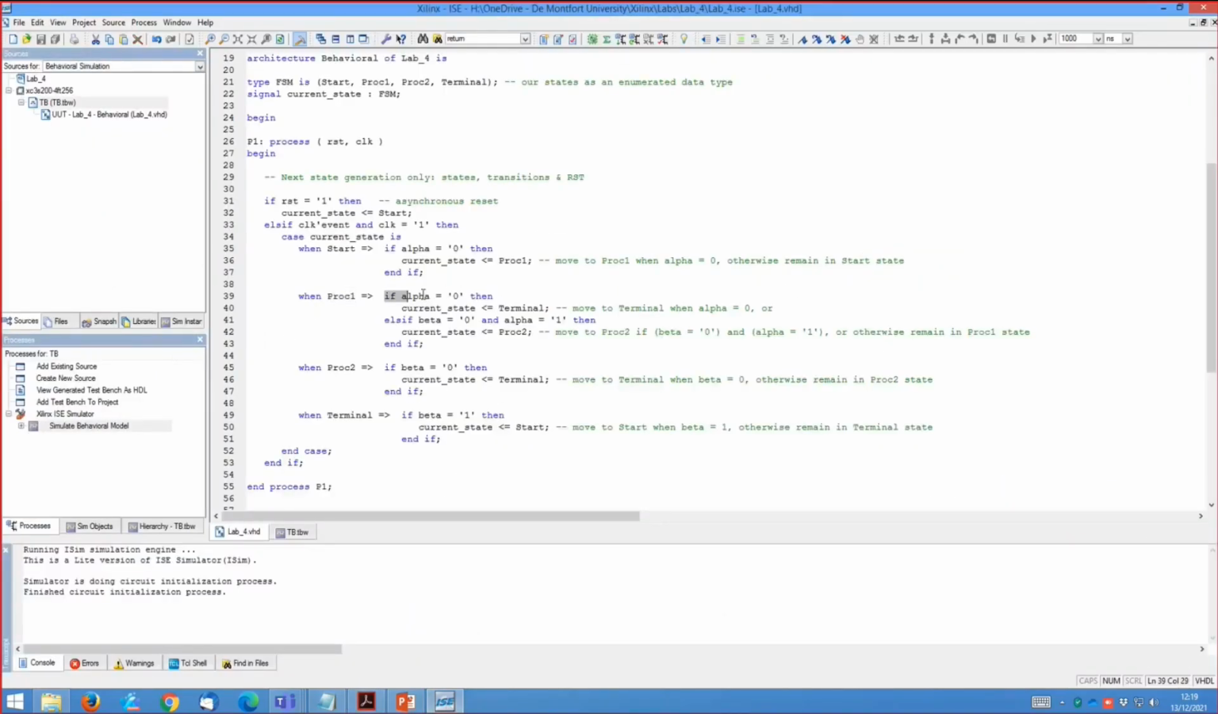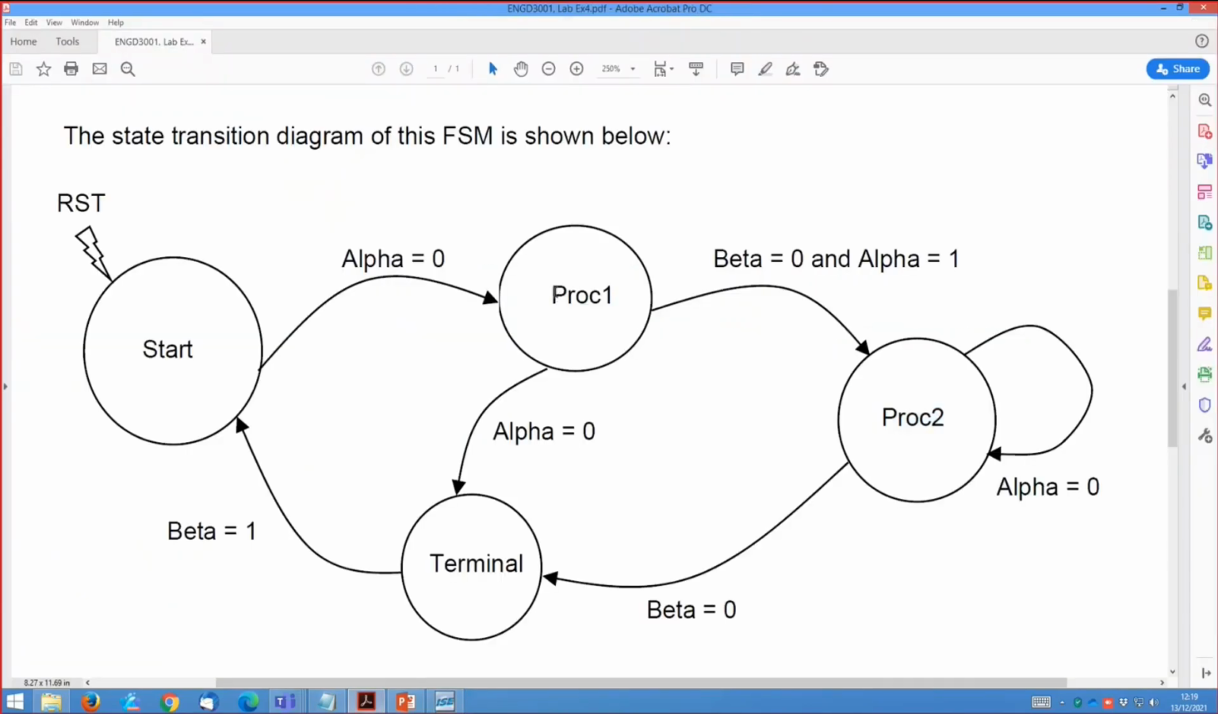So let's see how the code looks like. It says if alpha equals 0, then current state equal terminal. So we move to terminal when alpha is 0. Else if beta equals 0 and alpha equal 1, then current state would go to proc2, end if. Again, that's it. We don't need anything else there. When we are in proc1, the only way to go from there would be either on this branch to terminal or via that branch to proc2, and that's proc1 sorted.